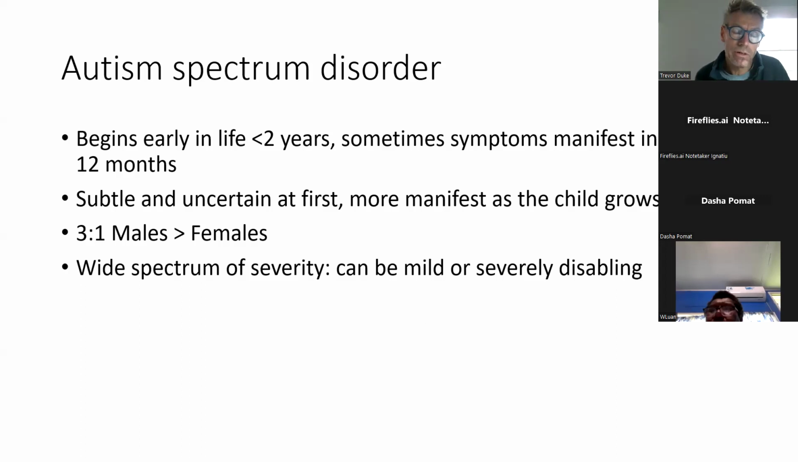And as I said, there's a very wide spectrum of severity. It can be from quite mild, quirky sort of behavior, difficulties with language and socialization, to something that's actually quite severely disabling and outwardly manifest with behavioral problems as well. So we shouldn't think that all autism is the same. There's a very wide spectrum.